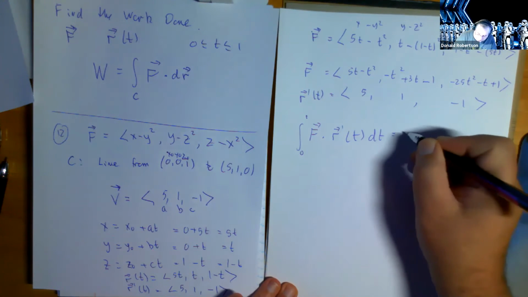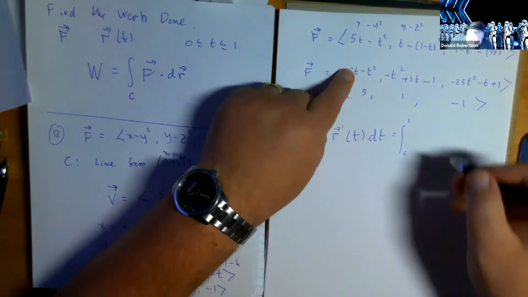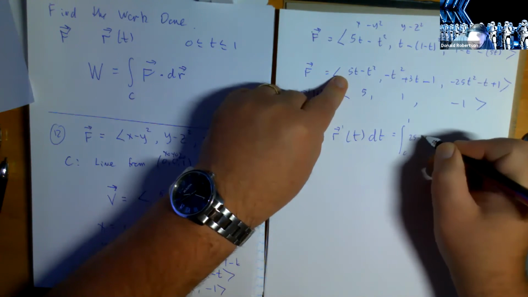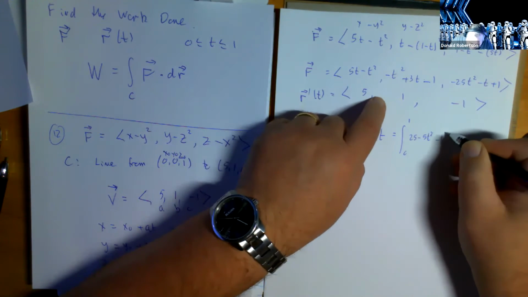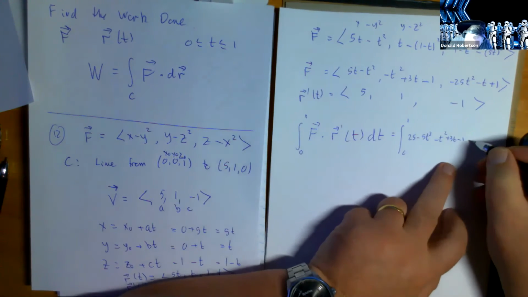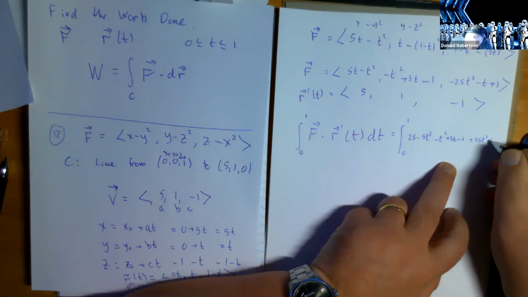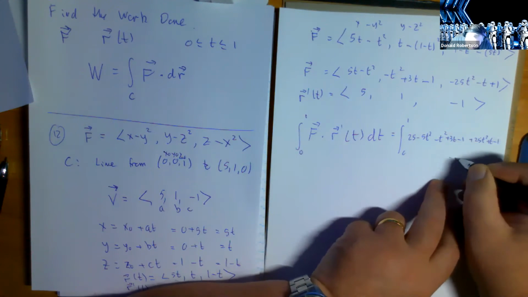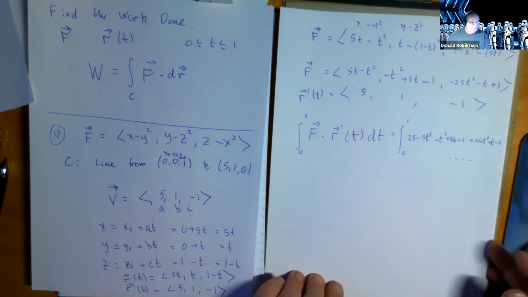Now, that's going to be the integral from 0 to 1 of that guy times that, which is 25t take away 5t squared. That guy times that, which is negative t squared plus 3t take away 1. And that guy times that, which is 25t squared take away t, add t, I should say, take away 1, and so on. It's just basically a quadratic integral from 0 to 1.